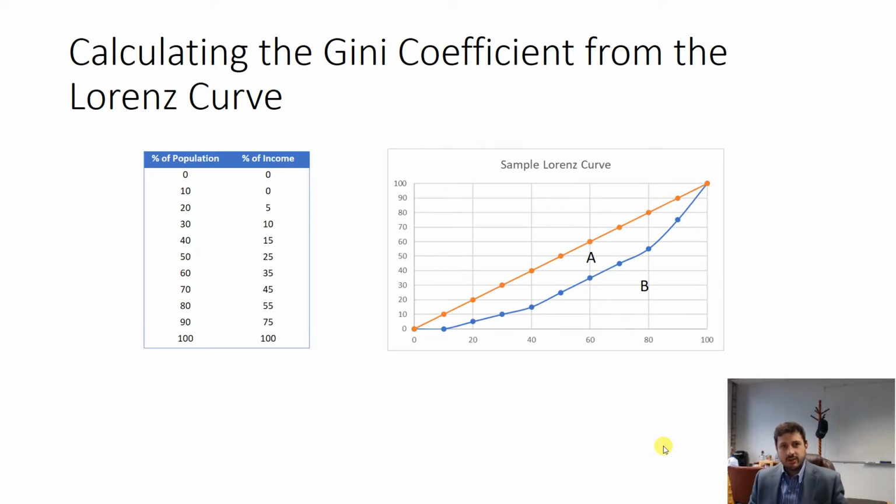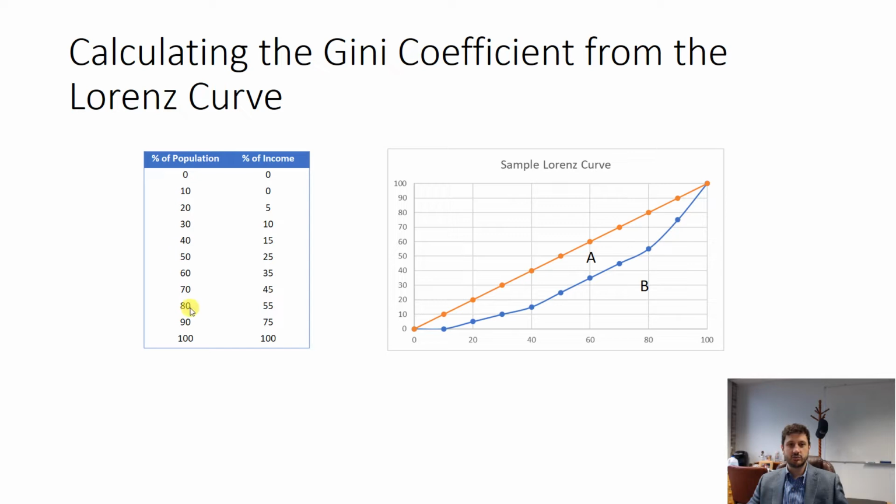I was asked to give a little refresher on how to calculate the Gini coefficient given data for the Lorenz curve. So let's remember first what the Lorenz curve is. We take all the population and divide them up from poorest to richest and place them on the horizontal axis. Then on the vertical axis, we list the cumulative amount of income that each of those percentiles has. So here I've just made up some data.